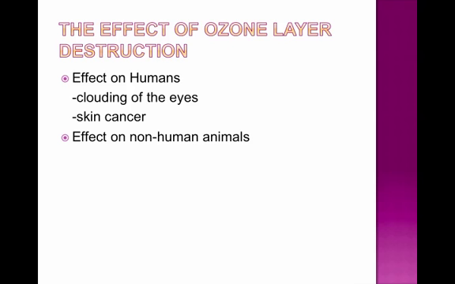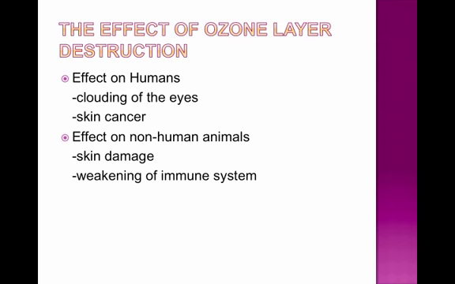Effect on non-human animals. The most general effect is the skin damage. The stronger the UV ray, the more the animal's skin results in sunburn. The UV ray also kills a large amount of plankton, which are the essential and basic part of the food chain of the marine ecosystem, which results in other marine organisms having a hard time to survive. UV rays also distort the cell structure of animals and weaken the animal's immune system, which can result in unexpected diseases.